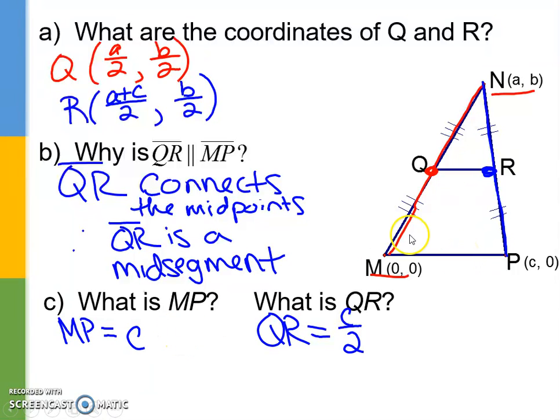So what is MP? MP is C, because from 0 to C, if you look at the x-axis, that will be the distance from 0. Let's say C is 5, then the distance of MP will be 5. So the distance will be C. So write MP equals C. Then what is QR? Half of C, right? Because QR, this midsegment, is half of the third side all the time, always. So you're going to write C over 2. QR is C over 2. Now, if you don't understand why the distance of MP is C, I can explain that in class.